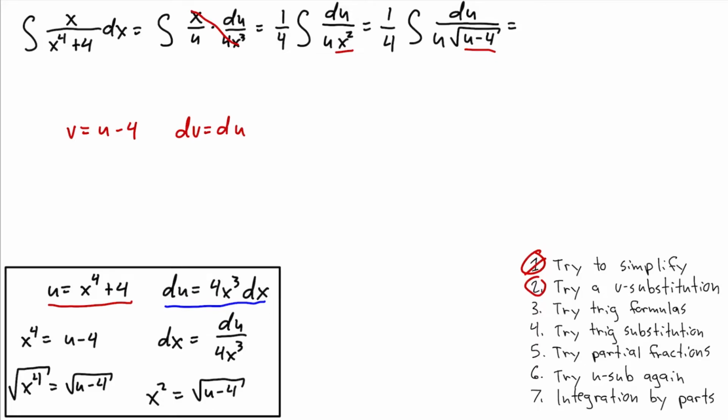But what does u equal? We need to know what u equals in terms of v. And what we can do is if we add 4 to both sides over here, we have u equals v plus 4. And we can go ahead and plug that in there and we'll see what we get. So we have 1/4. U is v plus 4 times the square root of v.